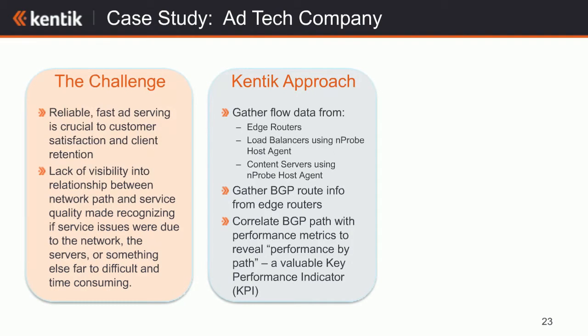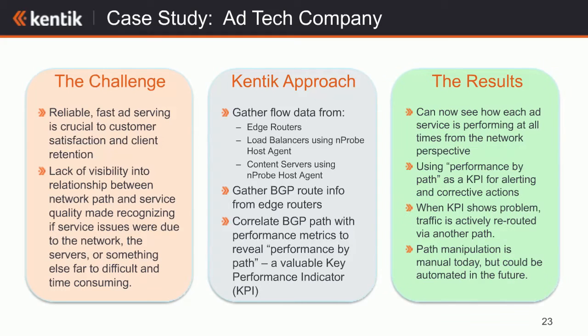So the Kentik approach that was applied was to come in and start gathering flow data from the routers and from the nProbe host agent that was being deployed on both the load balancer tier as well as the content servers. We're also gathering, passively, BGP peer information or route information from the edge routers, and then correlating that. What it allowed us to get to was a key performance indicator, or KPI, that we would describe as performance by path. So they're able to understand how each of the ad services were performing depending on the path that was being taken across the internet to reach the end target destination.